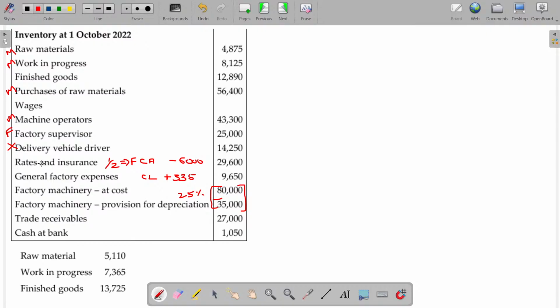Rates and insurance, factory to the extent of half, general factory, after adding the current liabilities, factory machinery where this depreciation will be the factory item, trade receivable being current assets. This is current assets, and this will also be current assets. These three will also be current assets. Is that okay? Now let's finish up manufacturing account first of all. Manufacturing account. I start with the cost of material consumed.